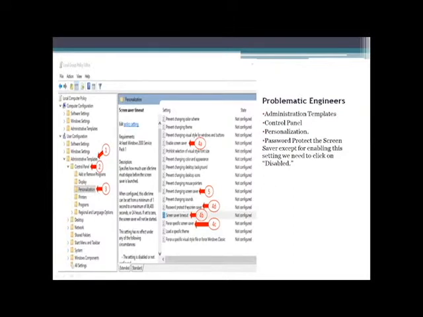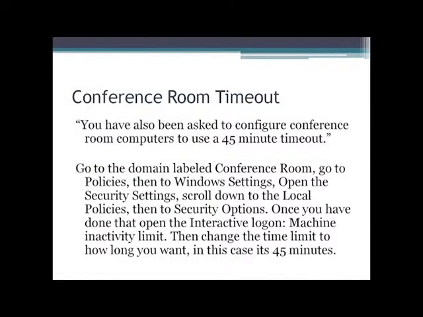Then you're going to find password protect the screensaver and screensaver timeout. Then you're going to click disable. So when the screensaver does enable, it won't be because we have now disabled it. And congratulations, you have done 3 of the 4 tasks. Onto the conference room timeout.